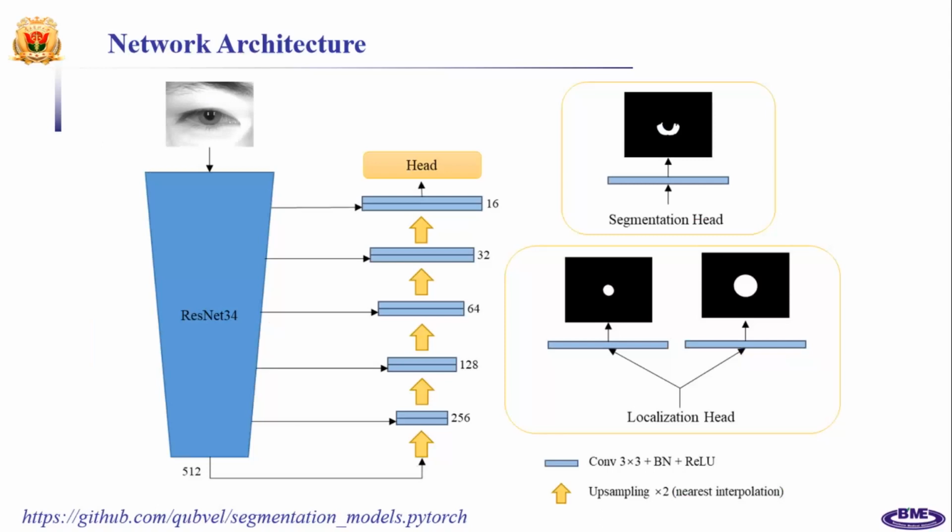The only difference between the segmentation and the localization network is the last head layer. The segmentation head contains a convolution layer for outputting the iris mask, and the localization head contains two parallel convolution layers for outputting the iris inner boundary mask and outer boundary mask, respectively.